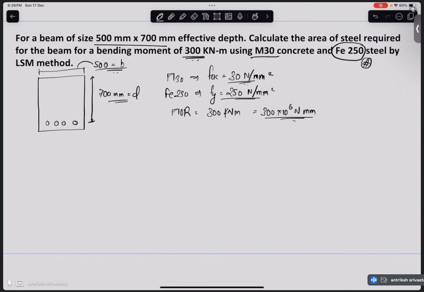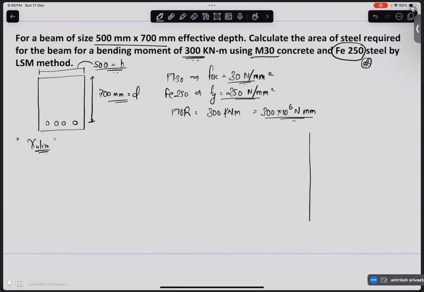Alright, now what we have to do? Same as we did in WSM, first we have to check whether our Mu limiting is more than this 300 or less than 300. So for that we will need Xu limiting. Now what I want to show you is how we can get the formula for Xu limiting in this case.